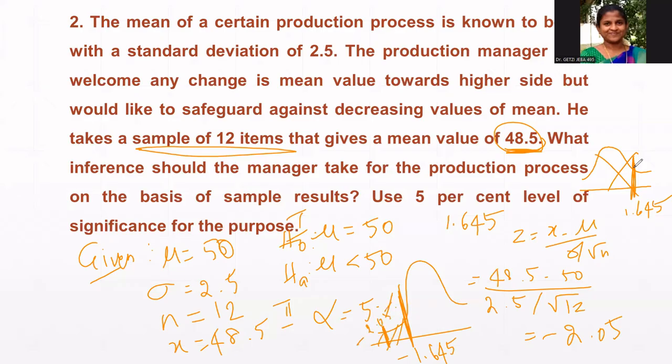So this falls in the rejection region. Okay, this falls in the rejection region. So I am going to reject. So this is the second step. Compute is the third step.